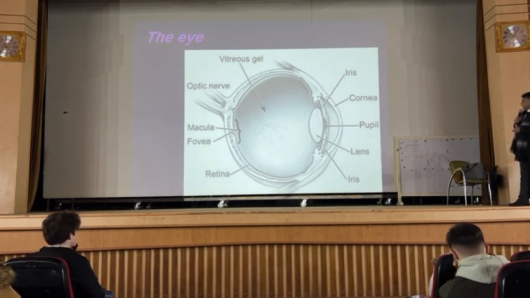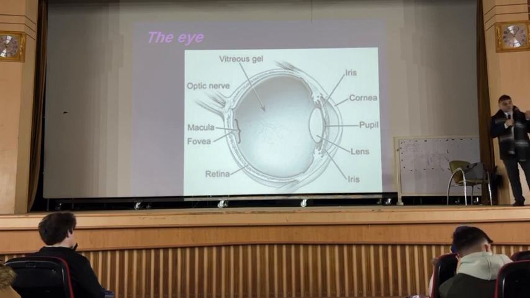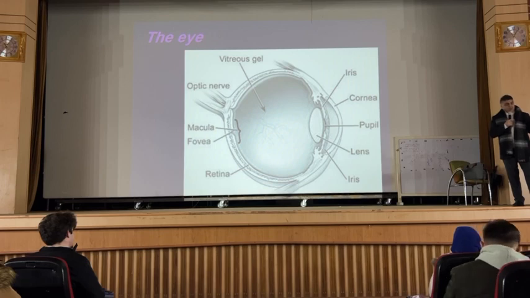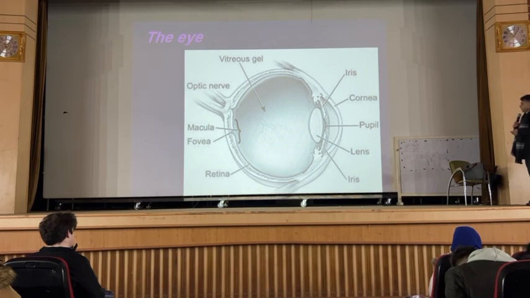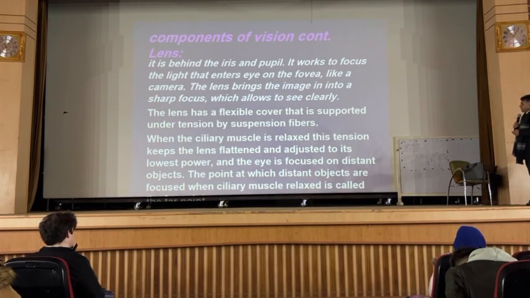Accommodation means extra power. A child has about 14 diopters of accommodation. At the age of 10 it will be 10, and at the age of 40 it will be 3. At the age of 60 it will be 0 or 1. Enough accommodation.